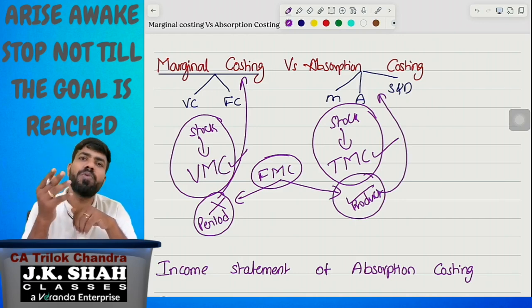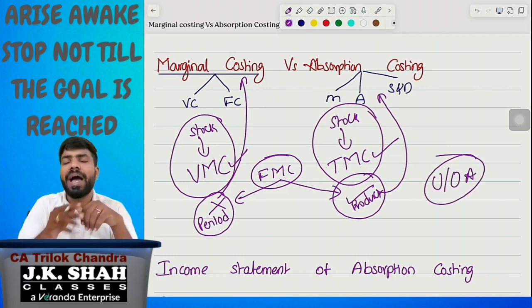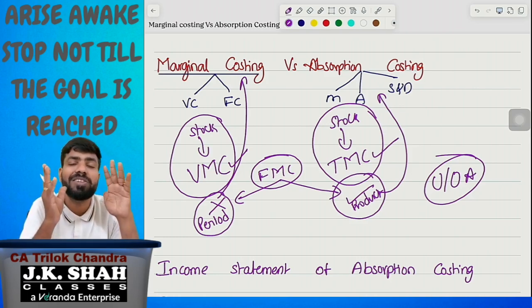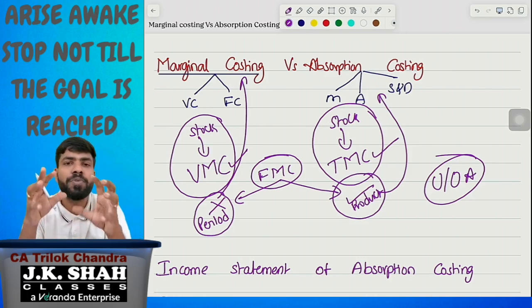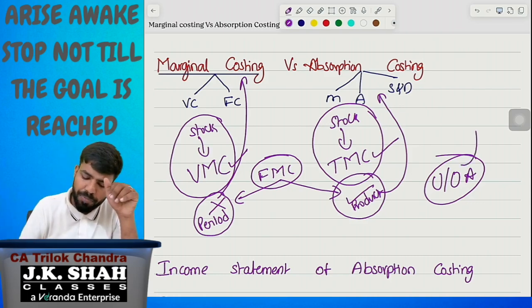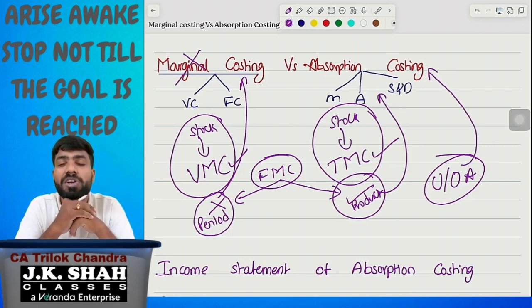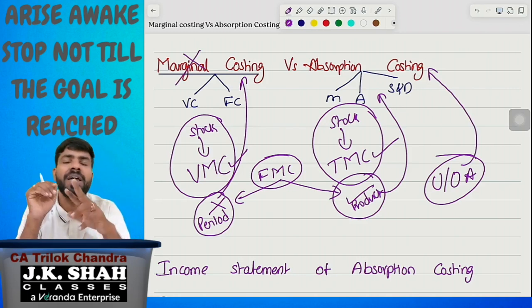Apart from that, there is one more reason called under or over absorption. I already told you many times, the under or over absorption concept is there only in the cost accounting system, that too in the absorption costing system. So under or over absorption is possible in the absorption costing system, whereas it is not possible in the marginal costing system. These are the two differences which create the difference between marginal costing and absorption costing.